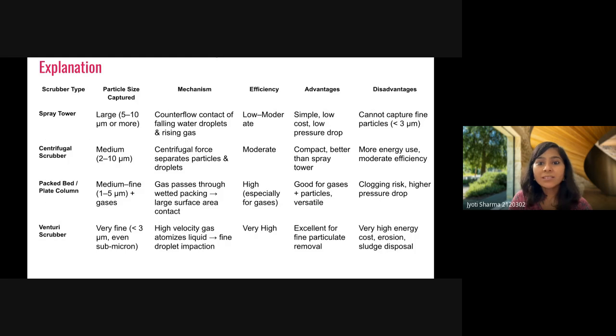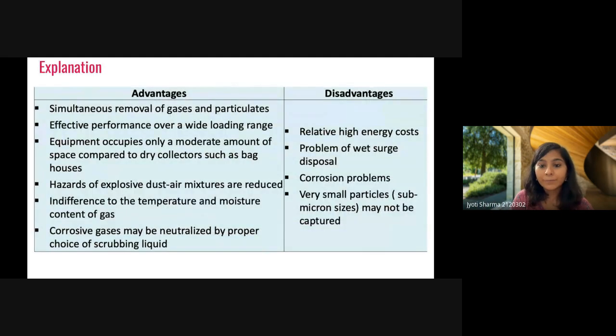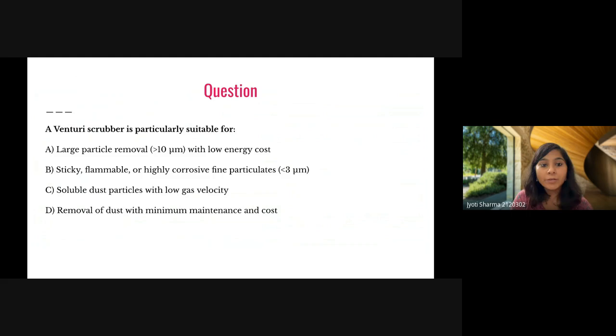So here you can see some differences, but I want to skip it because the time is out. There are some advantages and disadvantages of wet scrubbers. They can reduce the hazard of explosive dust-air mixtures, but because they give you wet sludge, that will create some problems. So this is a disadvantage. You can read about this. Venturi scrubber is particularly suitable whenever we have very sticky, flammable, or highly corrosive fine particles.